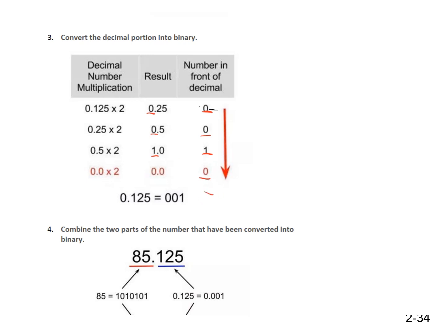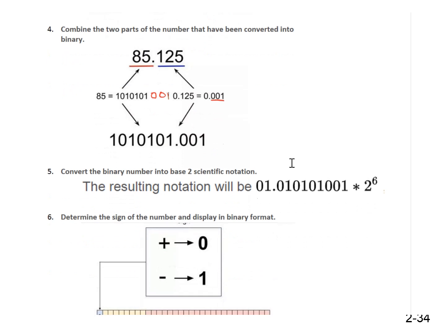So then we compile this top to bottom. So it's 0, 0, 1. And we're going to put that next to this, 0, 0, 1. Yes, right here. We have an imaginary decimal point because there is no decimal point in binary.